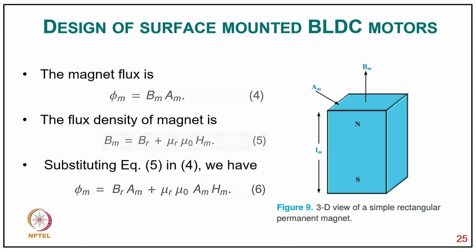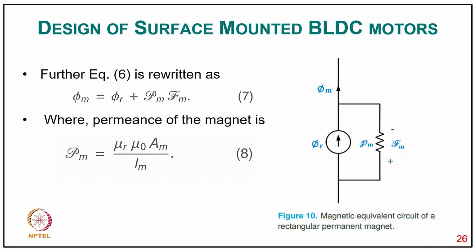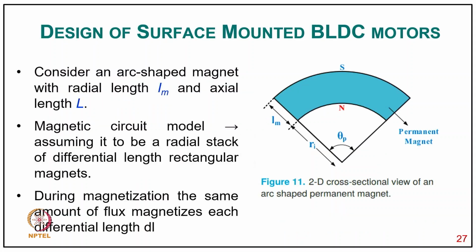So the magnet flux is phi_m equal to B_m into A_m, and the flux density of the magnet is B_m equal to B_r plus mu_r mu_0 H_m. Substituting these, equations 4 and 5, we get phi_m equal to B_r into A_m plus mu_r mu_0 A_m H_m. Further, from this equation we can write phi_m equal to phi_r plus rho_m into F_m, where the permeance of the magnet is rho_m equal to mu_r mu_0 A_m upon L_m, as you can see in the diagram.